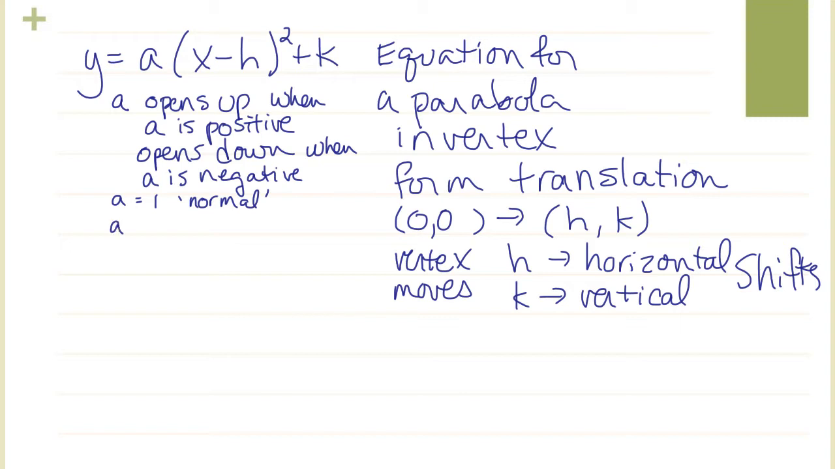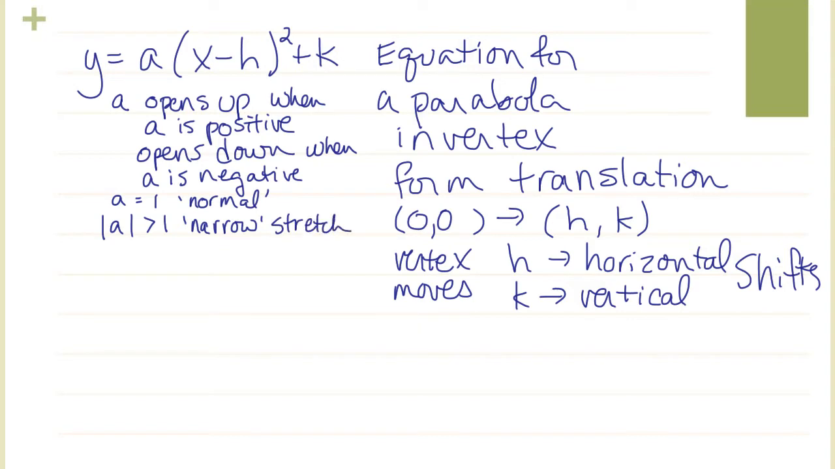But when the absolute value of A, and I'm going to put absolute value here because it doesn't matter whether it's positive or negative, so think of the positive value, when it's greater than 1, meaning it's going to be 2 or 3 or 5 or negative 2 or negative 3 or negative 5, and again, the non-mathy thing to say is it's going to be narrow. It's going to be a stretch.